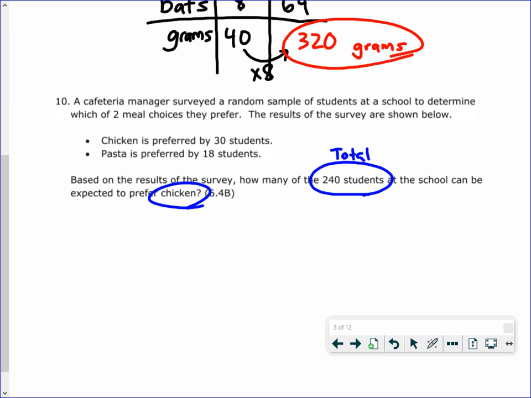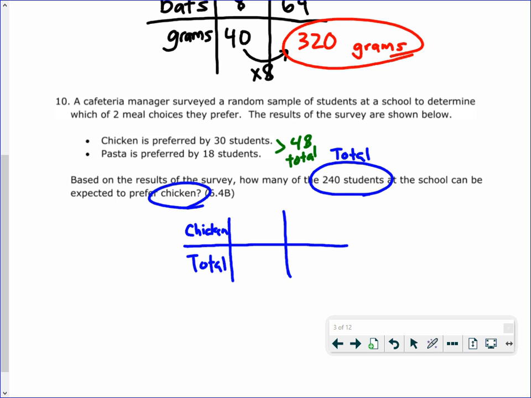So when we set our table up, we're going to look for how many total students we have and how many like chicken. So our given is that we're going to have to add our 2 up here. So 30 plus 18, which is 48 total. So our ratio is 48 total. When they tell us what they surveyed, that's our given. And out of those 48, 30 like chicken. So that's our initial ratio.